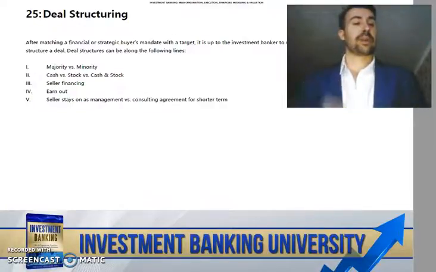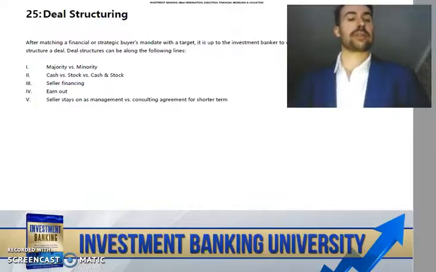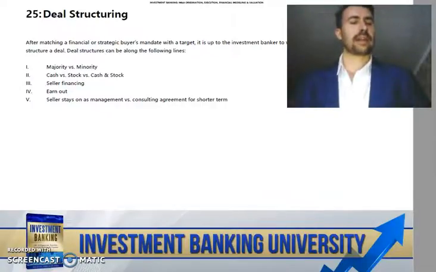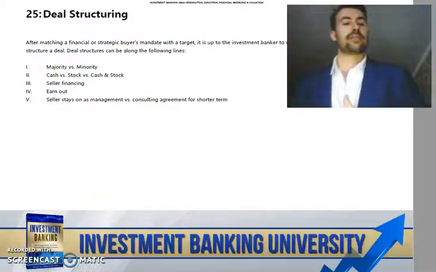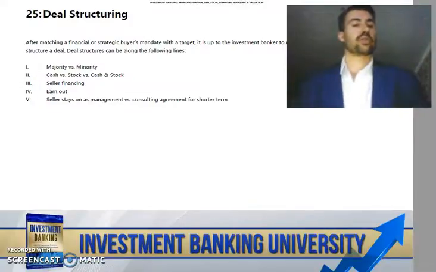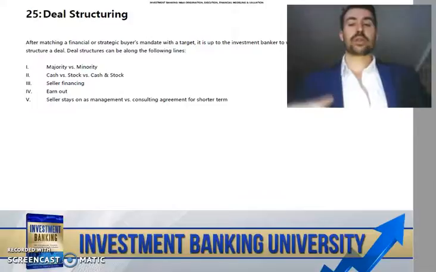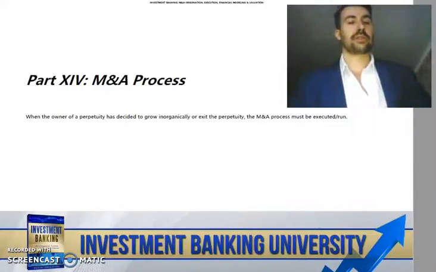Is it going to be paid with cash, stock, or cash and stock? What is the aspect of seller financing, if any at all? Also, the aspect of the earnout, meaning the portion of the purchase price that's going to be contingent upon future performance of the company. And then the last portion of the deal structuring is whether or not the seller is going to stay on as management versus a consulting agreement for the shorter term. And we're going to get into much greater detail in the courses as it relates to each of these. But these are the components of deal structuring.